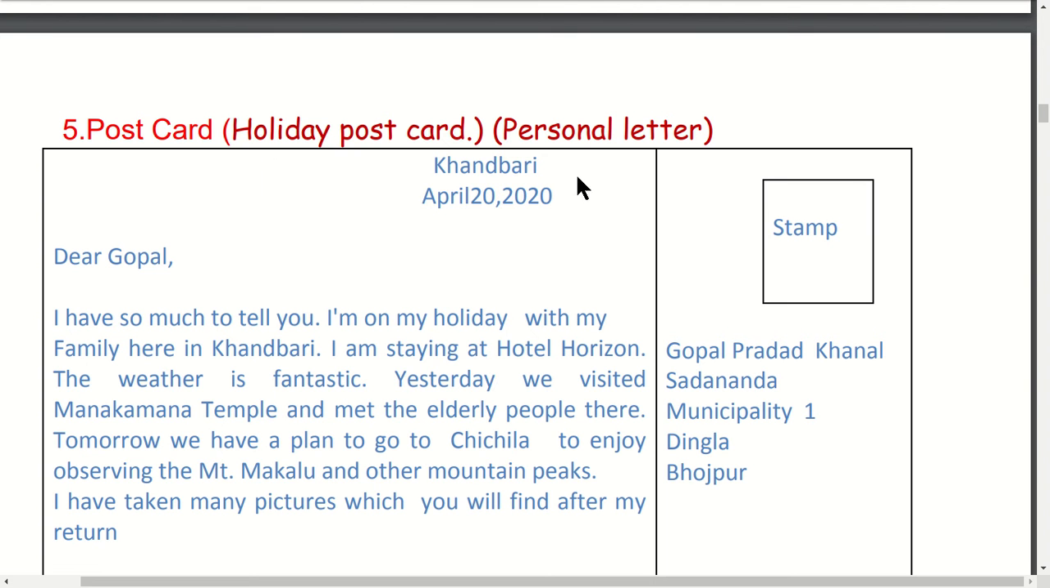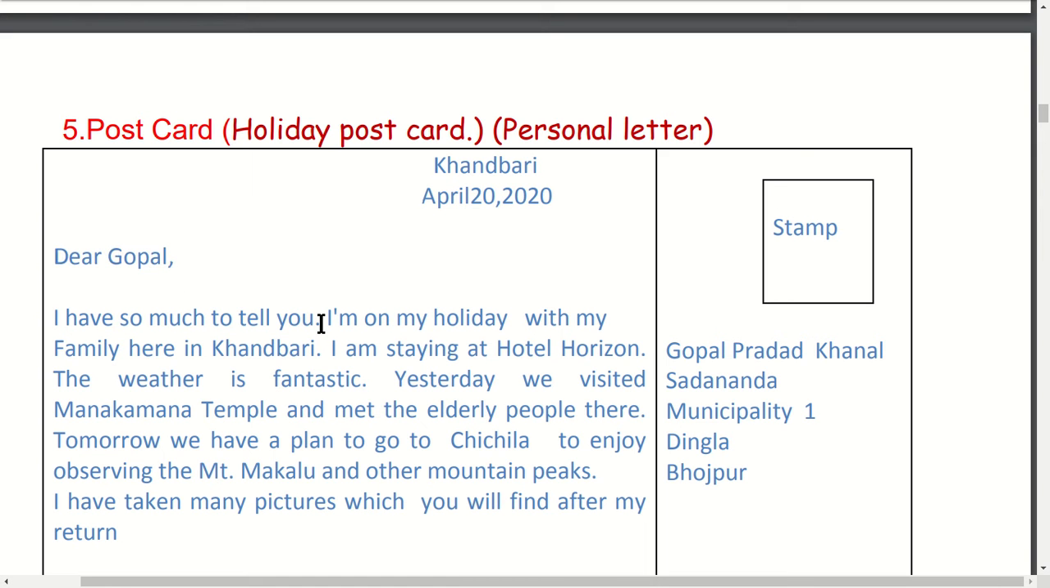Then you have to write the address, where you are writing this postcard from. This is Khatbari, for example, and write the date. To whom you are writing: dear Gopal, dear Ram, dear Hari, dear Sam, dear Sita. Then start writing here.